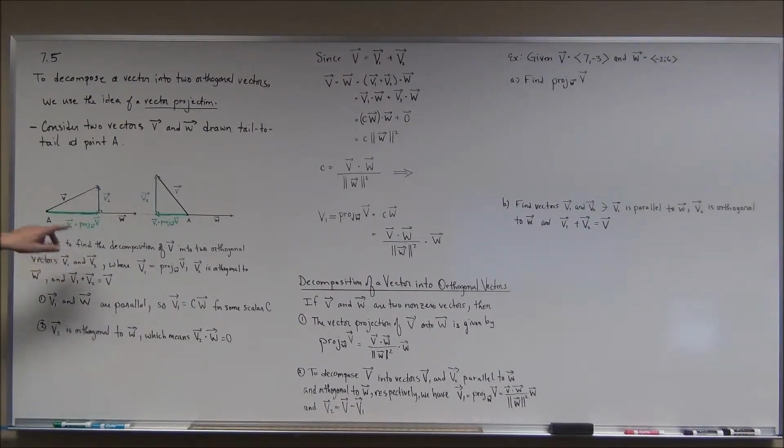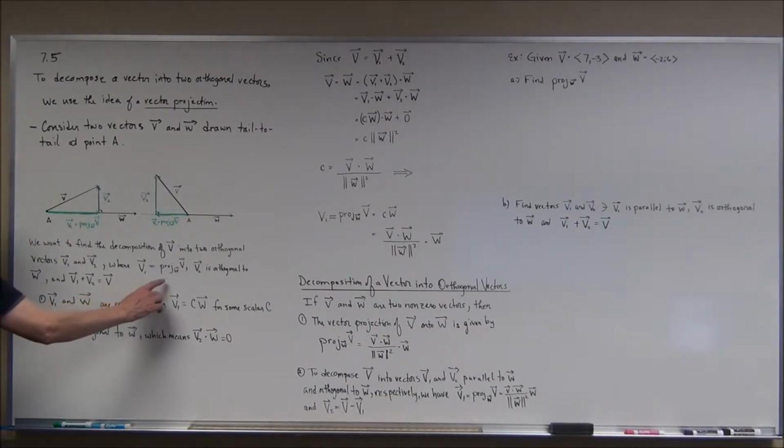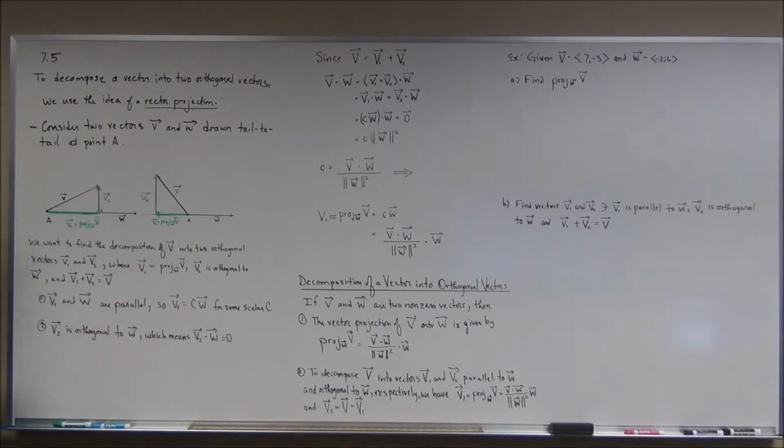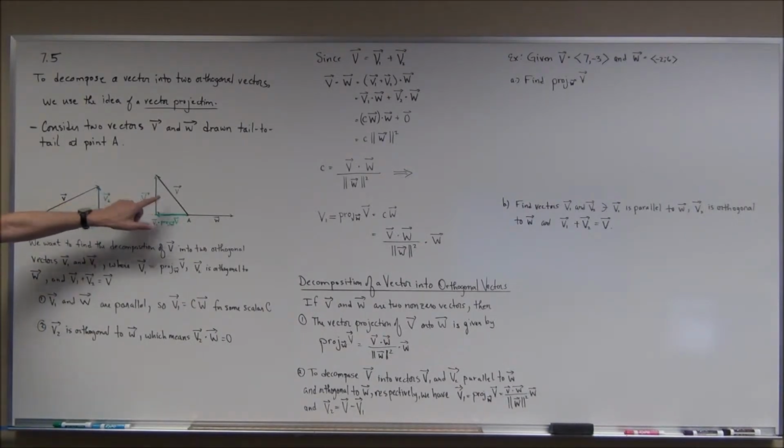To find the decomposition of vector V into these two orthogonal vectors V sub 1 and V sub 2, we state that V sub 1 is the projection of vector V with respect to vector W, and that V sub 2, the one in blue, is going to be orthogonal to W, and the sum of the two vectors that we're trying to decompose this into is equal to the actual vector that we're dealing with, vector V, again in the black here. Okay?